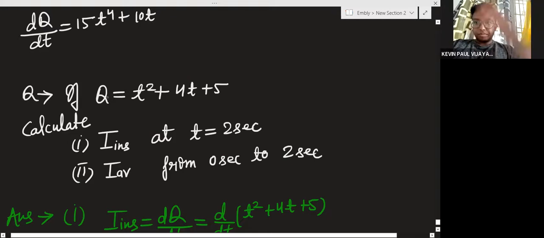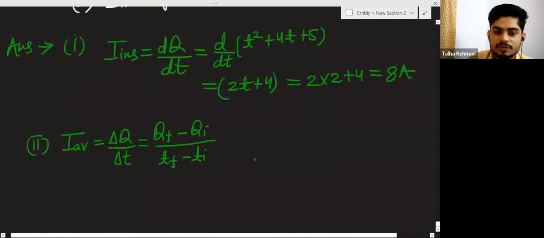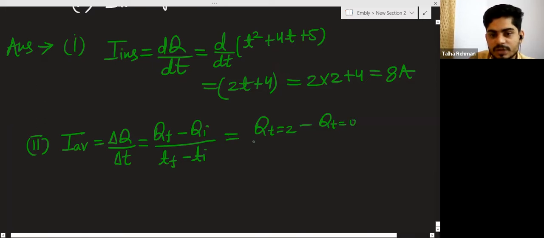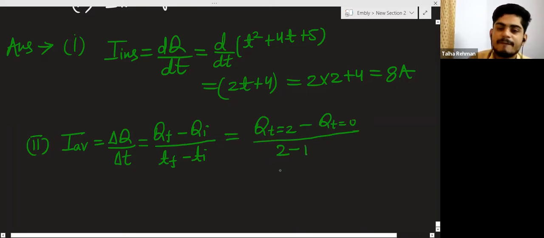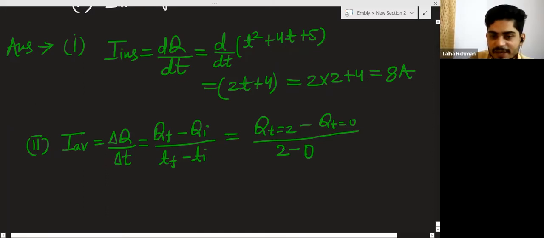So we will calculate the charge at t is equal to 0 and the charge at t is equal to 2. This is the charge at t is equal to 2. This is the charge at t is equal to 0. Final time is 2 seconds and initial time is 0 seconds. Final time is 2 seconds, initial time is 0 seconds.